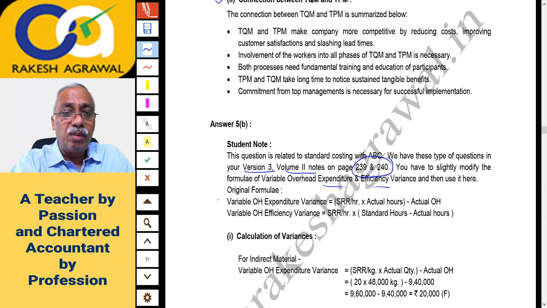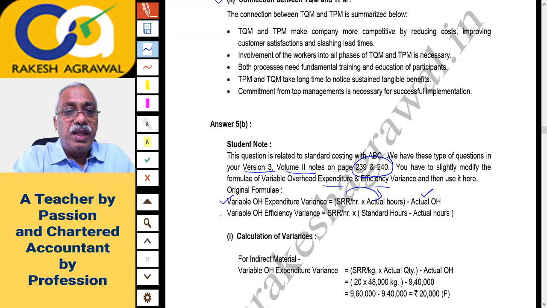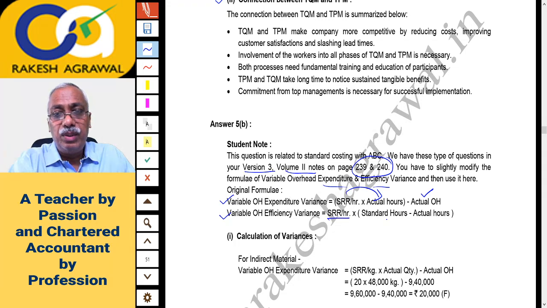What is the original formula of variable overhead expenditure variance? SRR per hour into (standard hours minus actual hours)... as stated: SRR per hour into actual hours minus actual hours. This is the original formula. Now here we'll have to modify the formula in the light of activity based costing. And for variable overhead efficiency variance, the formula is the multiplier SRR per hour into, in the bracket, standard hours, that is, standard hours required for actual output, minus actual hours. These are the 2 formulas.